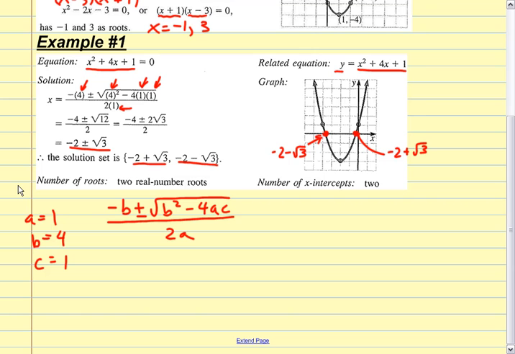Okay? I can use those two solutions to find out where the graph crosses the x-axis. These two numbers are where the graph crosses the x-axis. Let me ask you something, Libby. Is A positive or is A negative in this equation? Yes, it's positive.